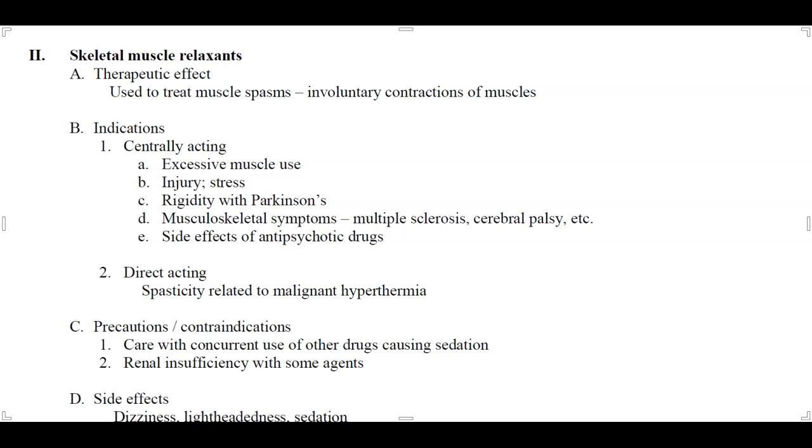Skeletal muscle relaxants. Therapeutic effects of skeletal muscle relaxants, or muscle relaxants, include basically treating muscle spasms. So muscle spasms are involuntary contractions of muscle.